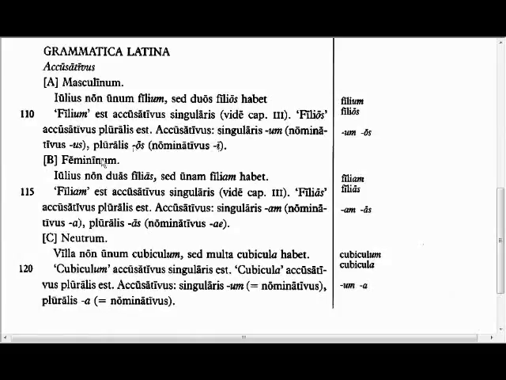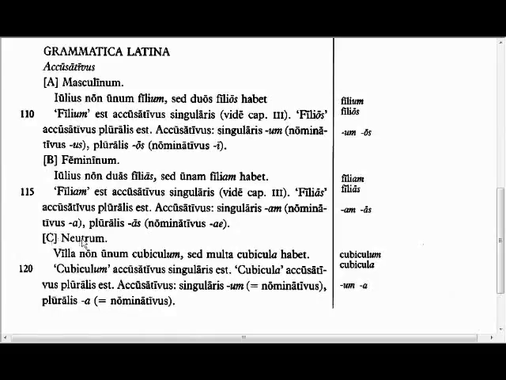The feminine gender. Julius has not two daughters, but one daughter. Two daughters, duas filias, plural. Unam filiam, singular, accusative. Filiam is accusative singular. We met that back in chapter 3. Filias is accusative plural. The accusative singular ending of the feminine gender is am, nominative a. The plural is as, nominative ae.